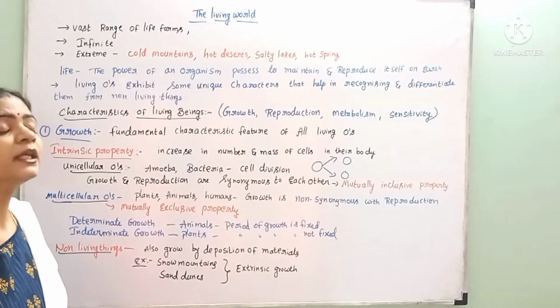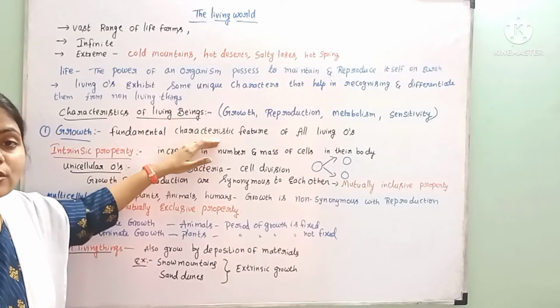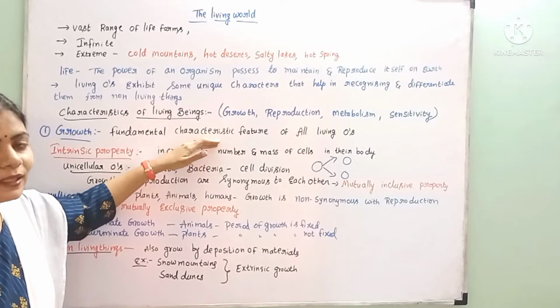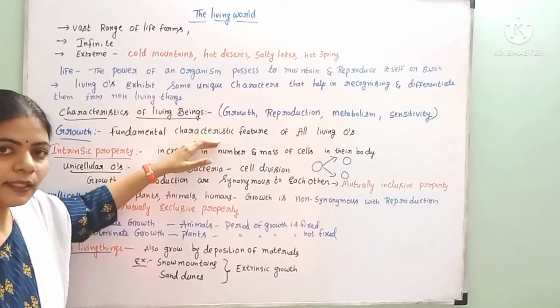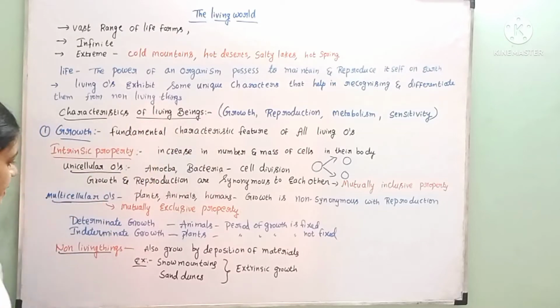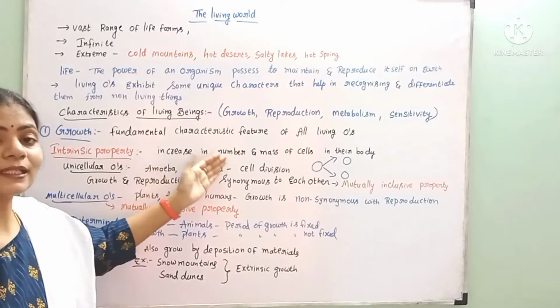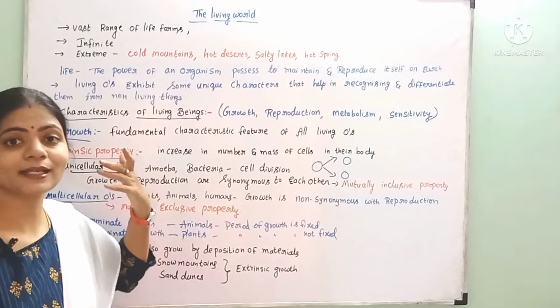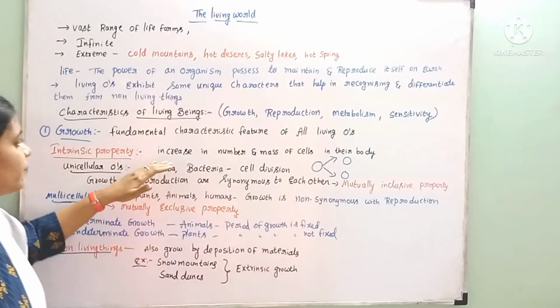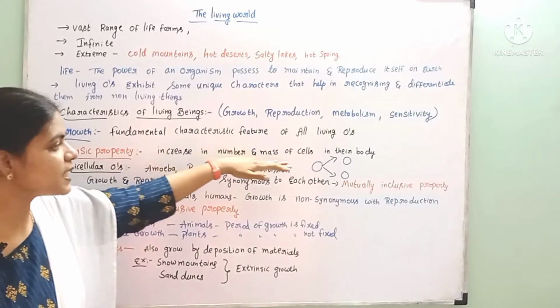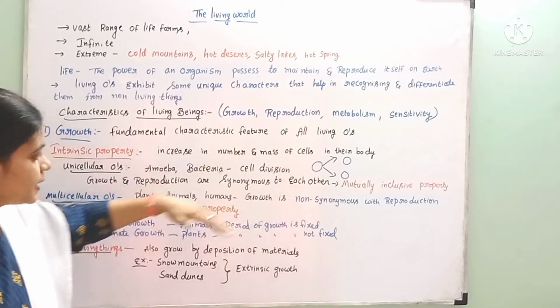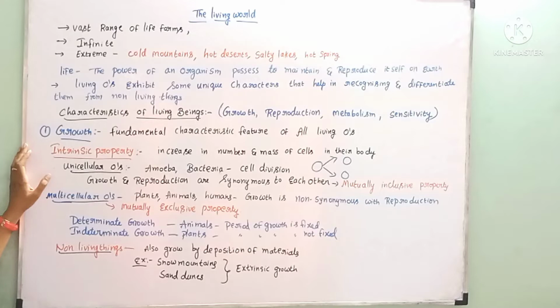What is growth? It is the fundamental characteristic feature of all living organisms. In all living organisms, growth will occur, right? And there are several terms related to growth. How will living organisms grow? The growth may be an increase in the number of cells that leads to an increase in mass. This increase in the number and mass of the cells in their body is called an intrinsic property.